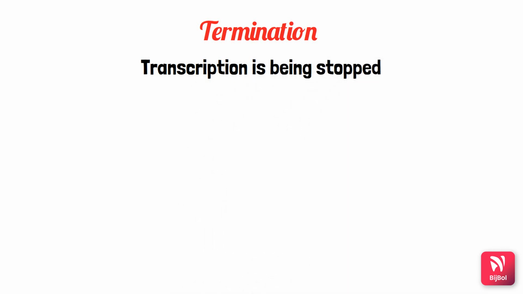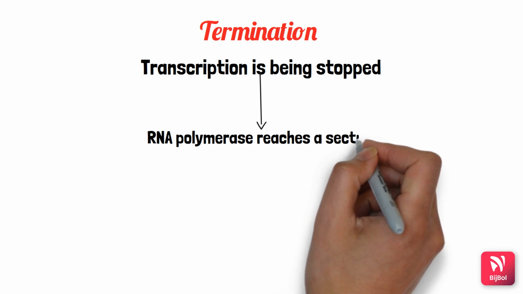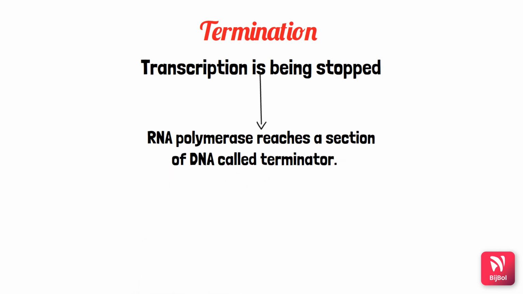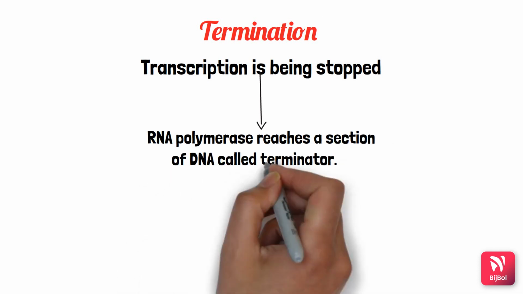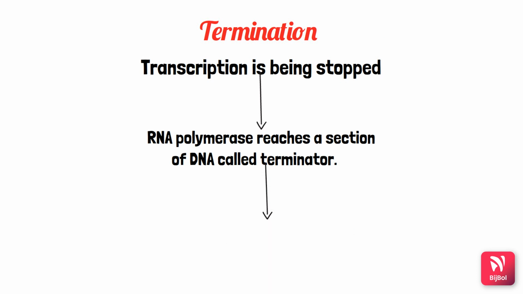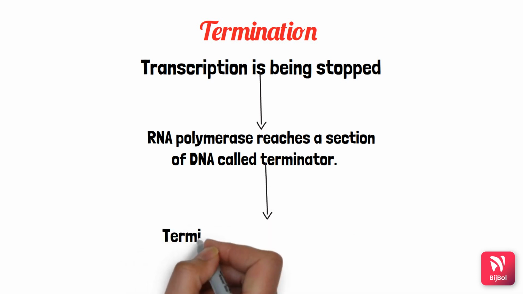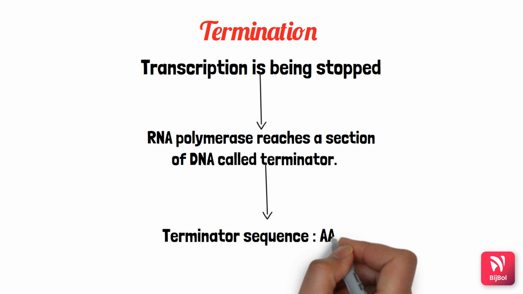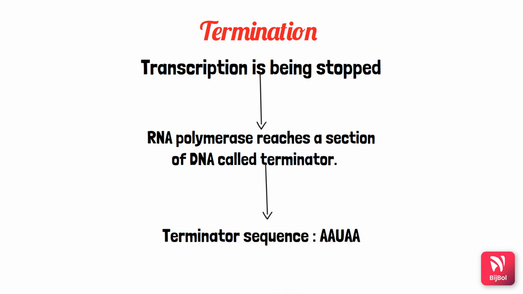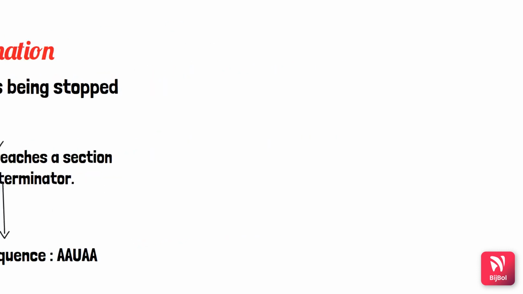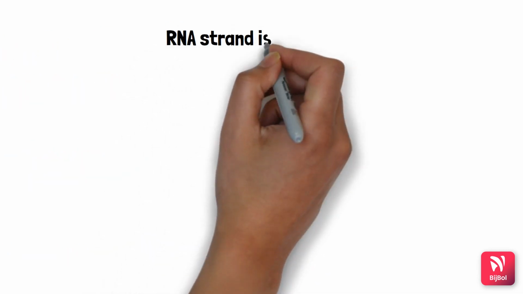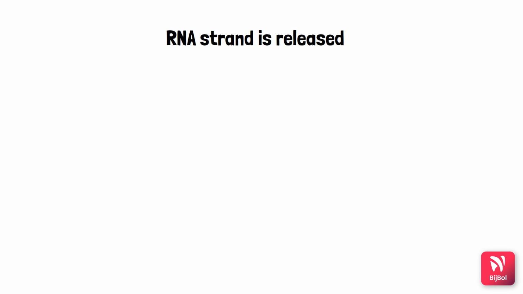Coming to the last stage of transcription, that is termination. The name itself suggests transcription is being stopped here. So transcription is stopped when RNA polymerase reaches a section of DNA called the terminator. So what is a terminator here? Terminator is nothing but the sequence of the nucleotides AAUAA. So once the RNA polymerase reaches this terminator sequence, transcription is stopped.